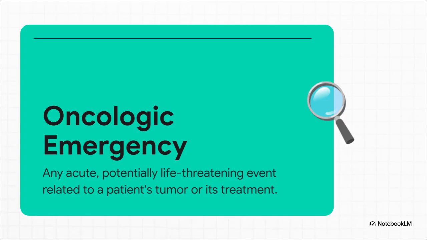So let's start with the basics. What are we even talking about here? Well, an oncologic emergency is basically any sudden, potentially life-threatening event that's linked to a patient's cancer. But here's the key thing to grasp right away. These emergencies can pop up from two very different places, either from the tumor itself or from the treatment we're using to fight that tumor. And understanding that difference, that's our foundation. It's how we start to predict what might go wrong before it does.